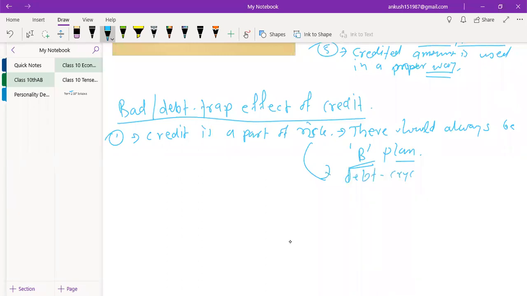Which cycle? Debt cycle. How? To repay the first loan, you would have to take another loan from the money lender or other sources of creditors. Okay.